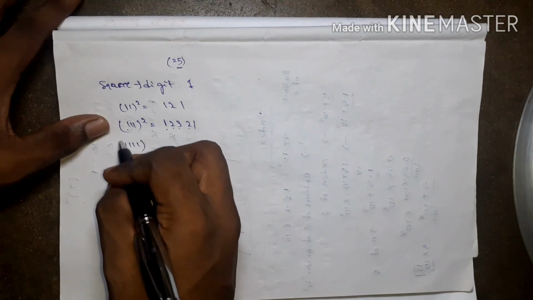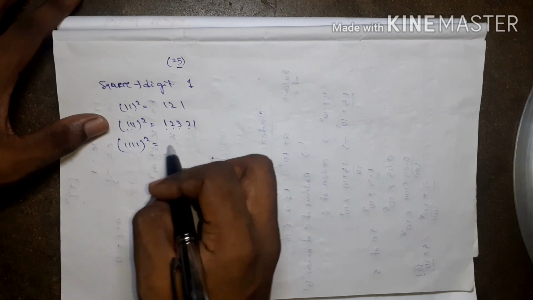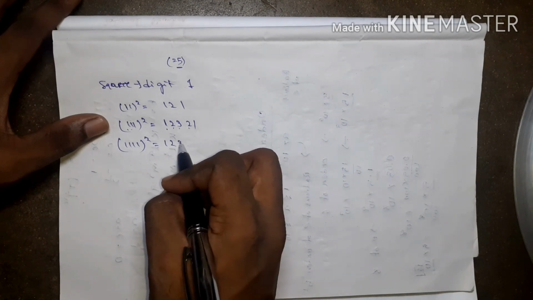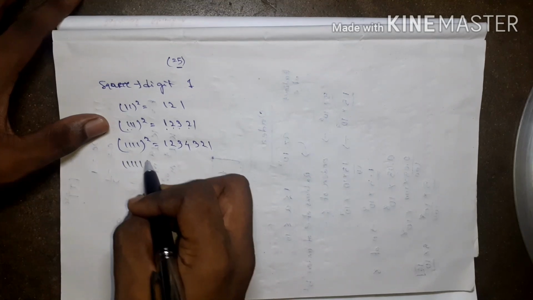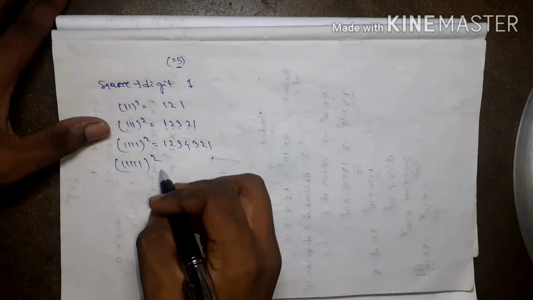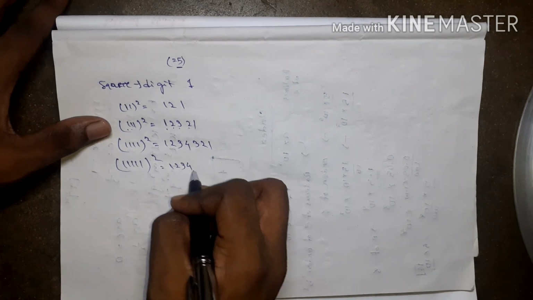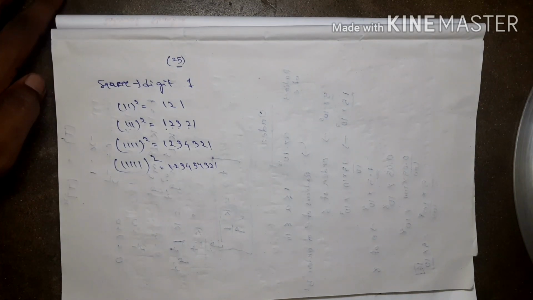1, 1, 1, 1. What is its square? How many 1s are there? 4. So 1, 2, 3, 4, 3, 2, 1. Then 1, 1, 1, 1, 1. How can I find the square? There are 5 ones. 1, 2, 3, 4, 5, 4, 3, 2, 1. Okay, it's our short trick. Then go for some questions.